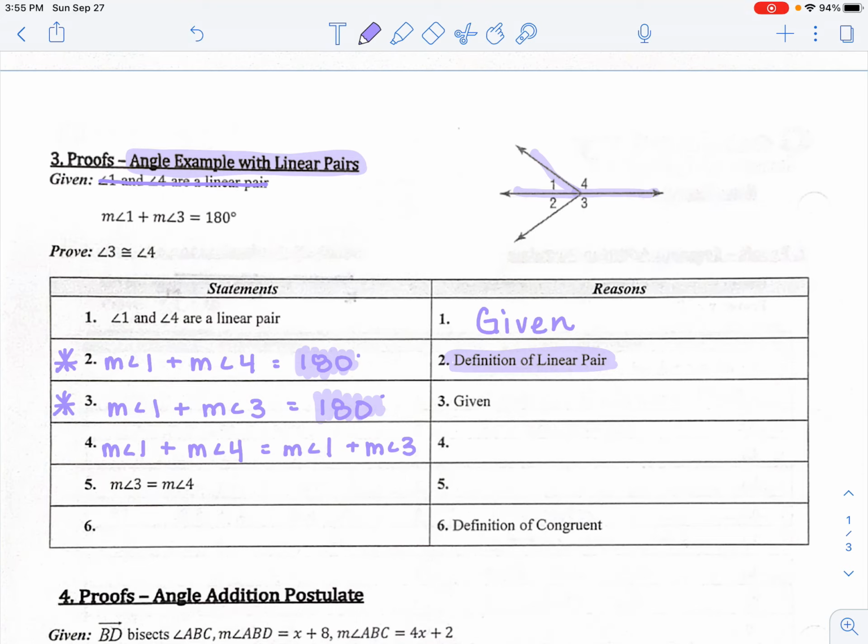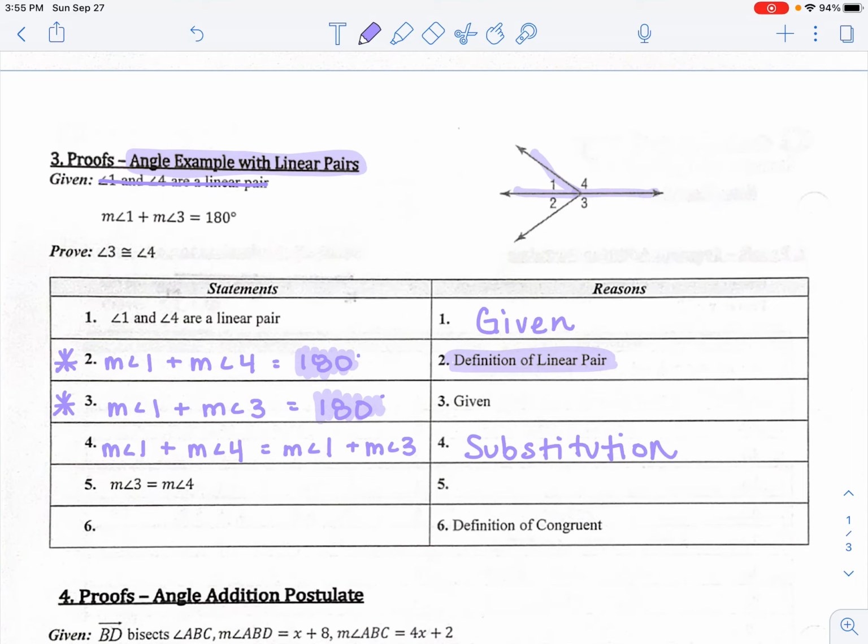All right, this could be substitution. This could be a transitive. I'm just going to call it substitution for this. It could be either one, though. I'm not going to be too picky when you guys are using substitution and transitive for the purposes of my class. All right, then we went from step 4, that big long equation, to step 5, just angle 3 equals the measurement of angle 4.